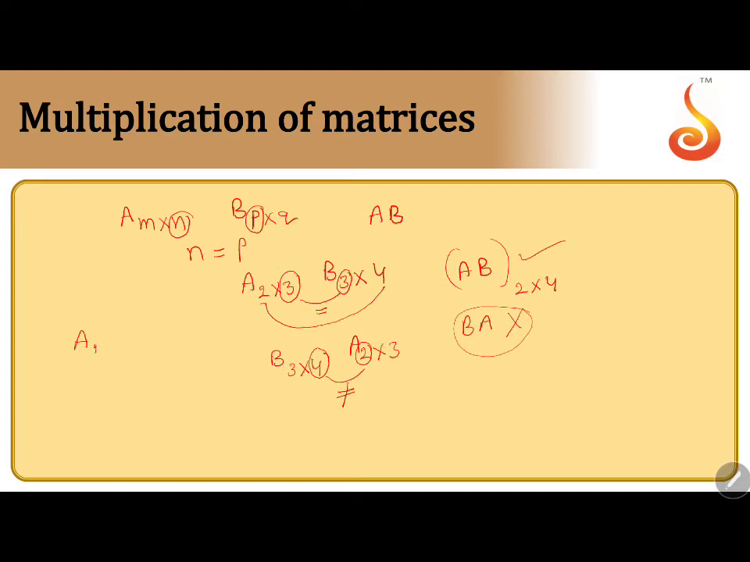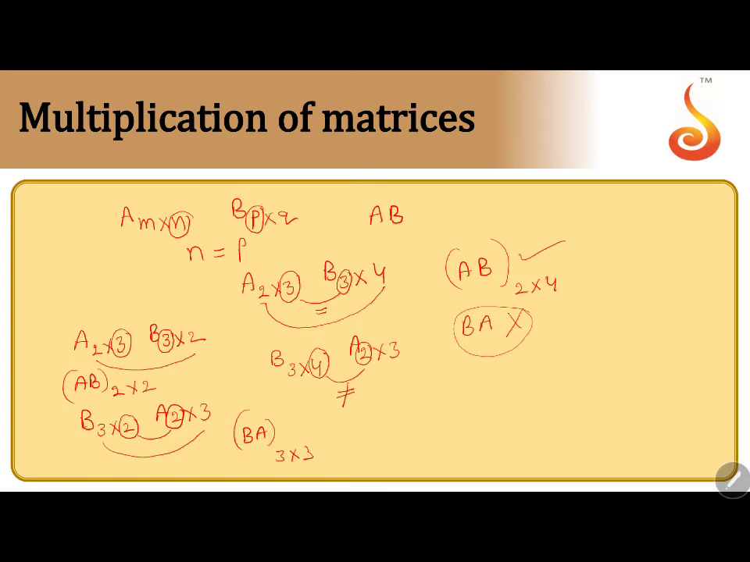One more, if A is of order 2 by 3, B is of order 3 by 2. AB is defined. The reason: number of columns of A is the same as number of rows of B. So AB is defined and its order is given by 2 by 2. Then I am checking BA. First I am taking B, 3 by 2, A is 2 by 3. Number of columns of B and number of rows of A are both the same. So BA is also defined. It is of order 3 by 3.